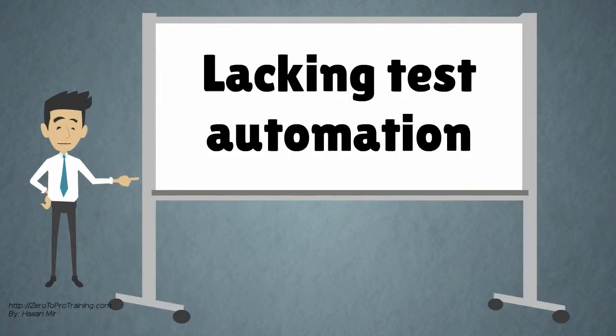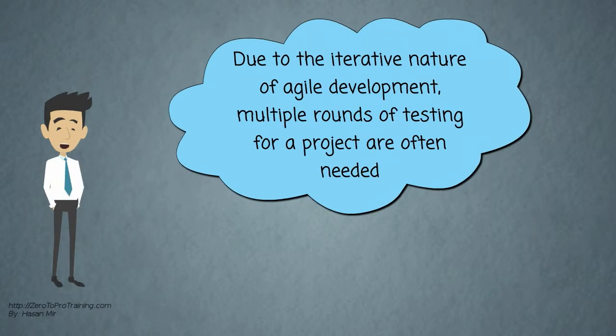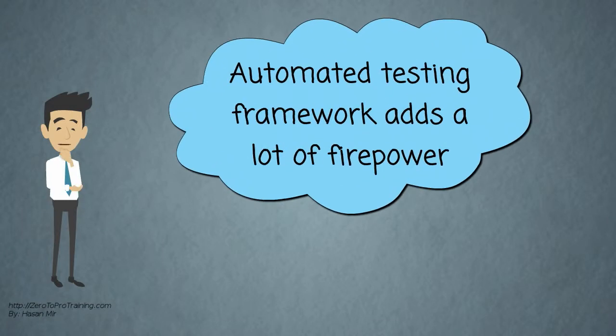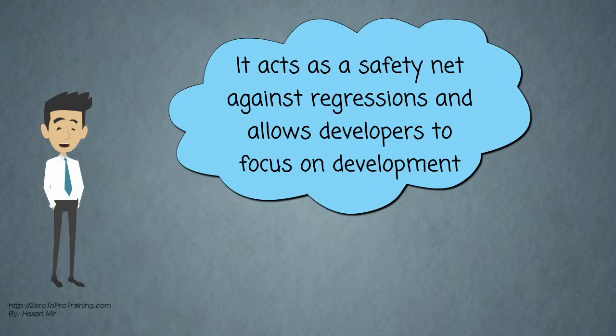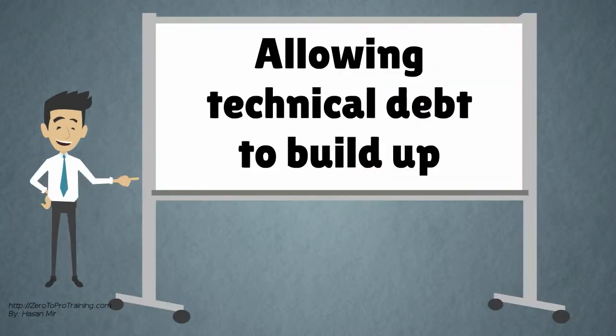Lacking test automation. Due to the iterative nature of agile development, multiple rounds of testing for a project are often needed. Having an automated testing framework, which takes care of both system and integration tests, adds a lot of firepower to such a team. It not only acts as a safety net against regressions caused by new development, but more importantly frees up a lot of precious developer and tester time, allowing them to focus on the things they do best.